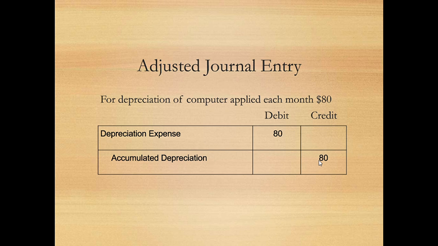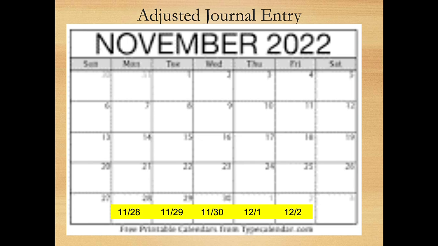Now in the first month, I would show accumulated depreciation as a value of 80. After the second month, accumulated depreciation would therefore be 160. After the third month, it would be 240, and so on. We would just keep adding the 80 until you finally got all the way to the 4,800.